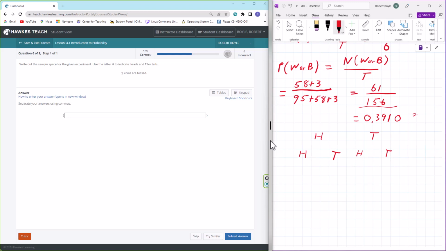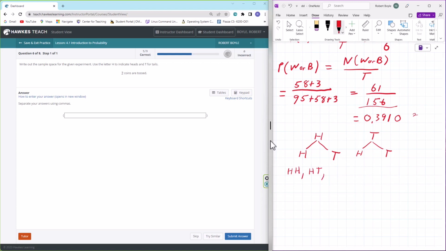So this forms a tree for us, and this is our tree. Then all we need to do is start at the root and go down each branch to define all of our outcomes. First one is heads, heads. Comma, the next one is heads, tails.